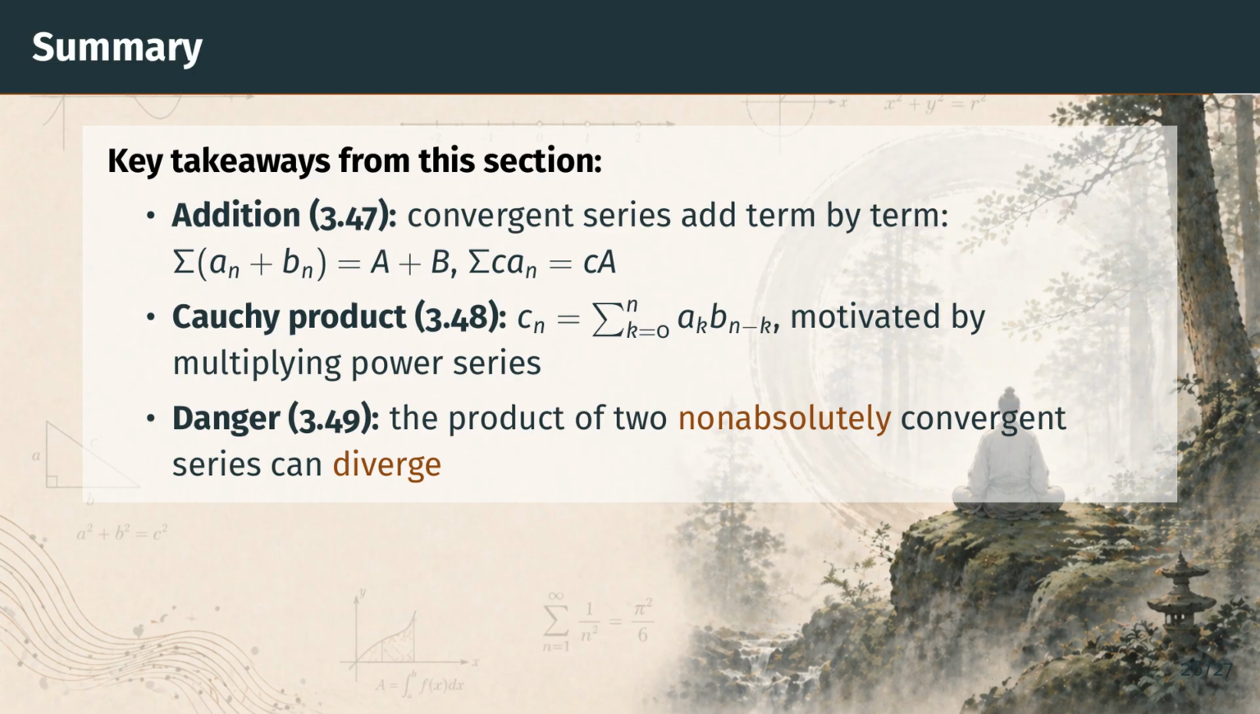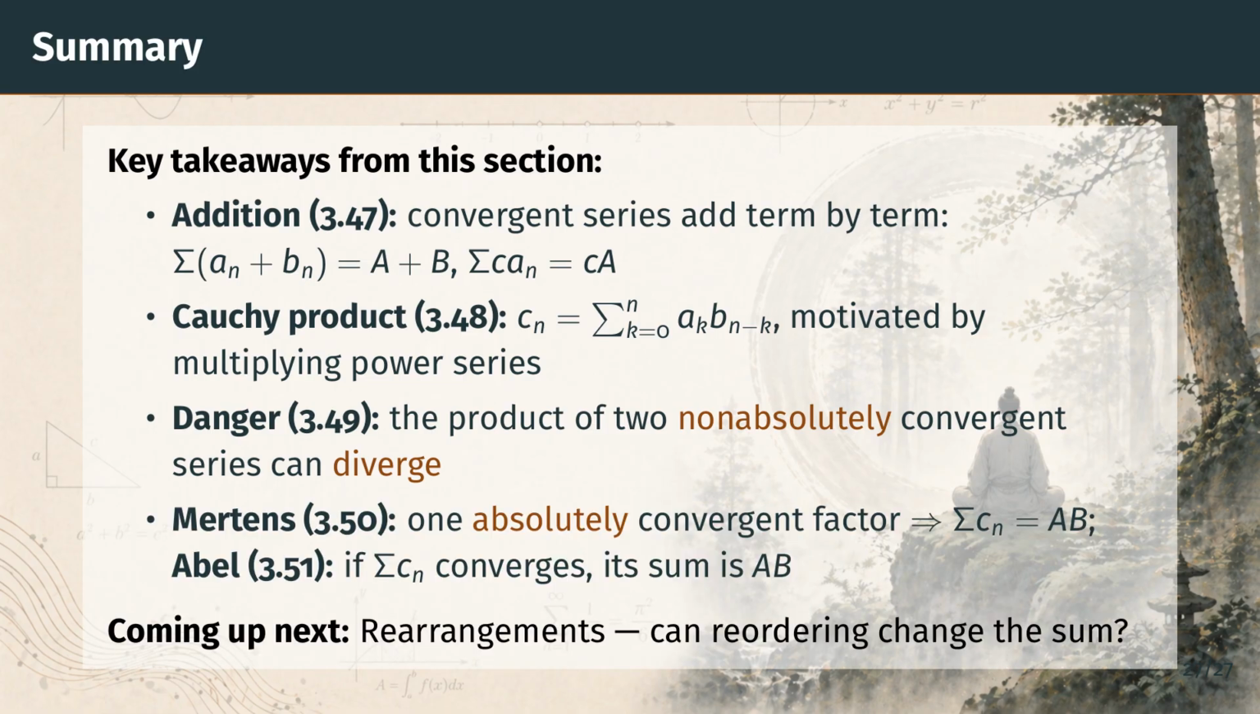Third, the warning of Example 3.49. The Cauchy product of the alternating series of 1 over the square root of n plus 1 with itself has terms that stay near size 2 instead of tending to 0. So the product of two convergent series can diverge. Finally, the two positive results. The last bullet collects the two positive results. Mertens's theorem. If at least one of the two factors converges absolutely, the Cauchy product converges to A times B.